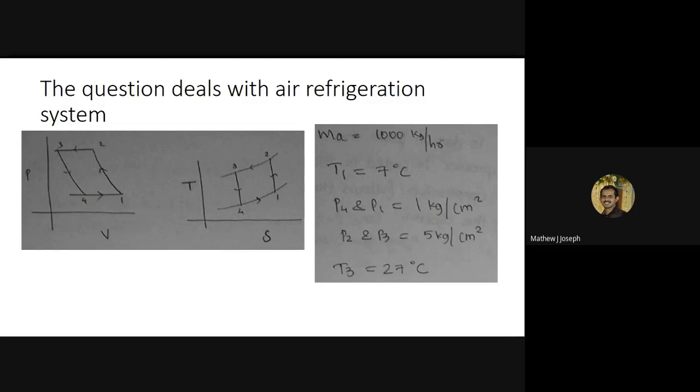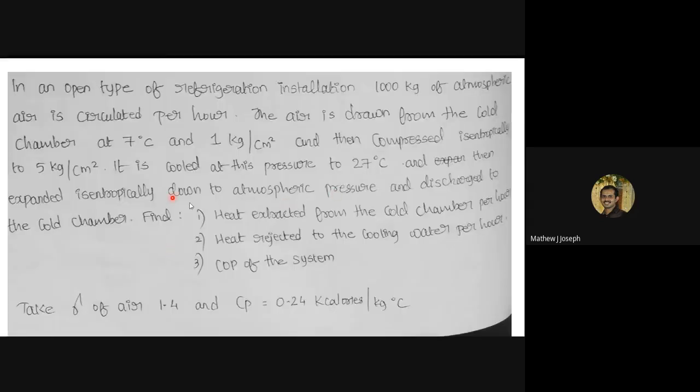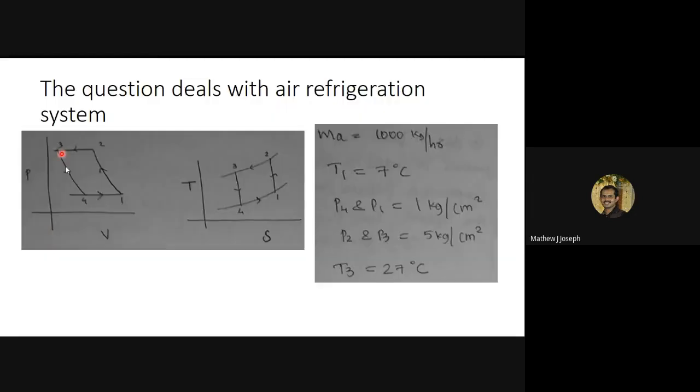Again, we are reading the question. It is expanded isentropically down to atmospheric pressure and again discharged to the cold chamber. Okay, that is clearly shown over here. That is, after this expansion, the atmospheric air or the working fluid has reached the point 4. At point 4, it is admitted back to our cold chamber or the freezer compartment, where the atmospheric air will again take up heat and produce the refrigeration. Okay, so that is what is given in our question.